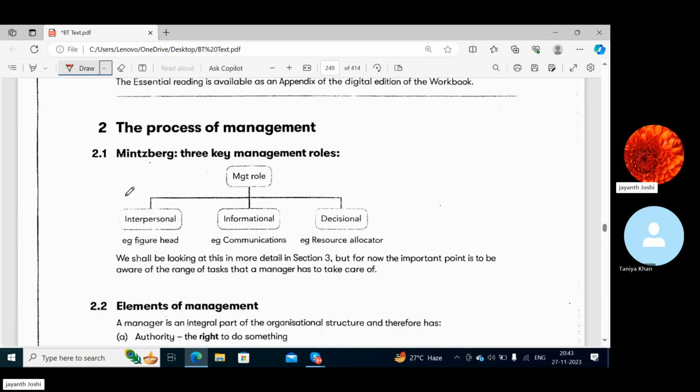What is the process of management? Mintzberg's three key management roles: interpersonal, informational, decisional. Example: figurehead. Interpersonal is between two people in the company. Informational is communication. Decisional, resource allocator, is the one who is going to decide and provide the resources, right? So in management, the most important roles to be seen are: someone is going to take the initiative, communication should be intact, and also allocation of resources.